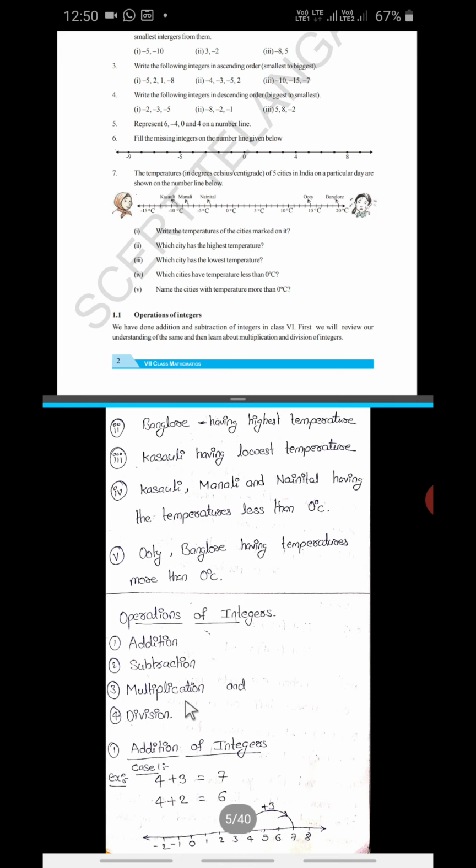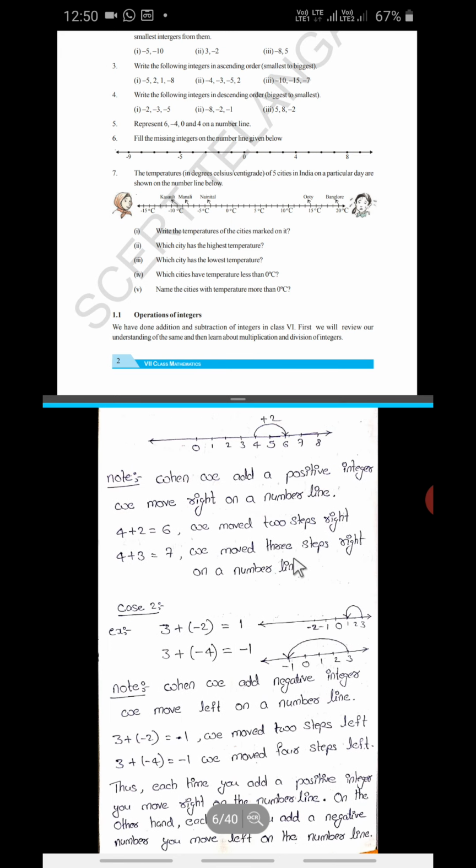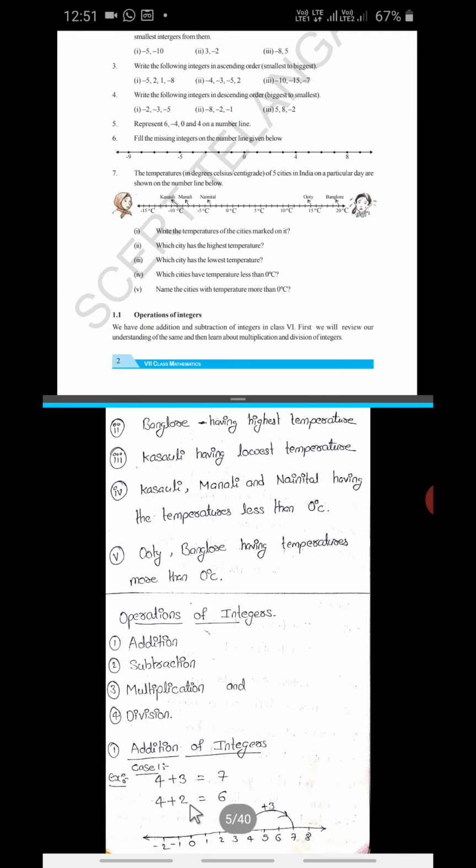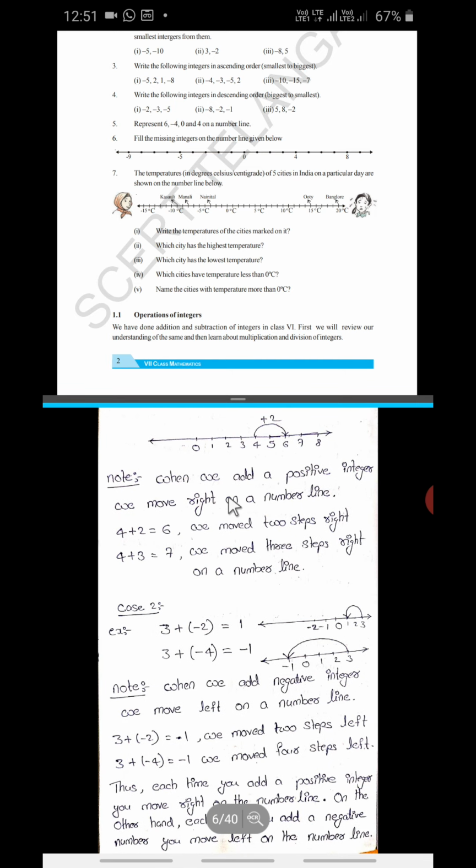Similarly, see the next one, 4 plus 2. In the same way, I am starting the curve from 4. And how many steps do I have to move forward? Just 2 steps, because we are adding 4 plus 2 here. 4 plus 2 equal to 6. So I am moving towards the right side 2 steps. 1, 2. So after 4, this curve reaches the number 6. So 4 plus 2 equal to how much? 6 we got. This is how we have to represent it on the number line.